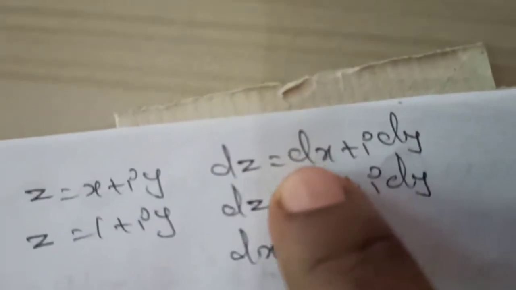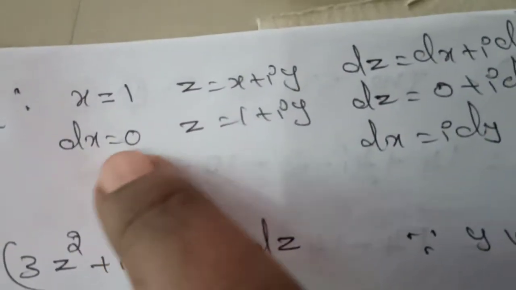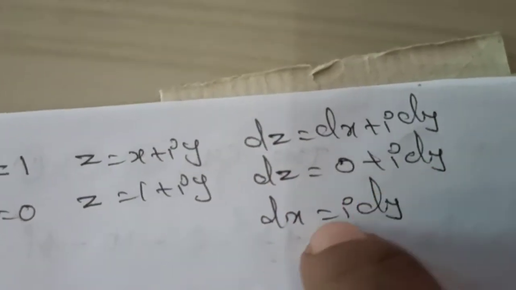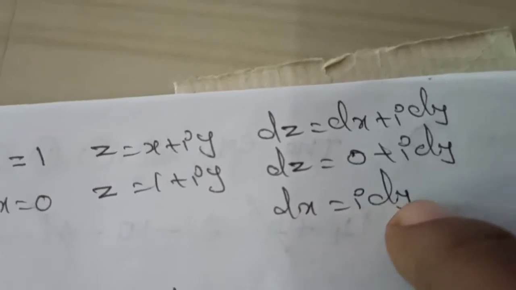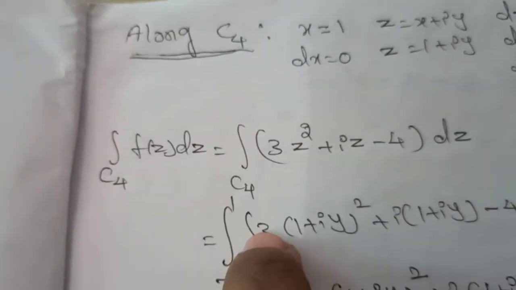Differentiating z, dz = dx + i dy. Here the dx value becomes 0, so substitute: dz = 0 + i dy. So finally you can write dx = i dy. Next, take the integration over C4 of f(z) dz.